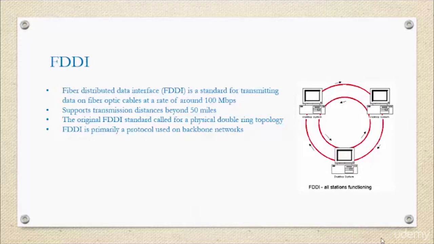So I have a little model for you here on the right, and I hope that helps you to envision it. Now, FDDI is primarily a protocol used on backbone networks. And something I think is really interesting is backbone networks in general, right? That's where all the data is being sent across the internet at super high speeds, right?